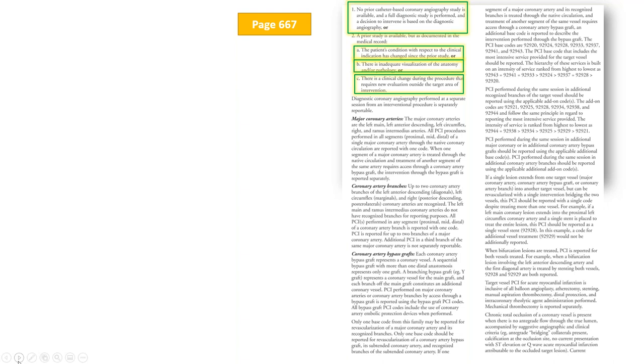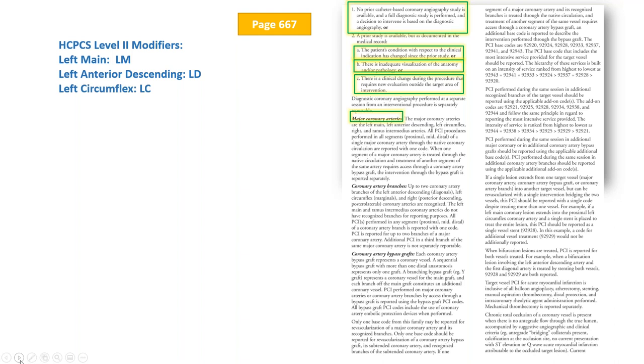Now let's talk again about the major coronary arteries. We're also going to talk about the HCPCS level 2 modifiers that go with these arteries, because with PCI, you need to use these modifiers to indicate what vessel is being worked on for what procedure. So for the left main, the modifier is LM. For the left anterior descending, it's LD. For the left circumflex, LC. For the right coronary, RC. For the ramus intermedius, RI.